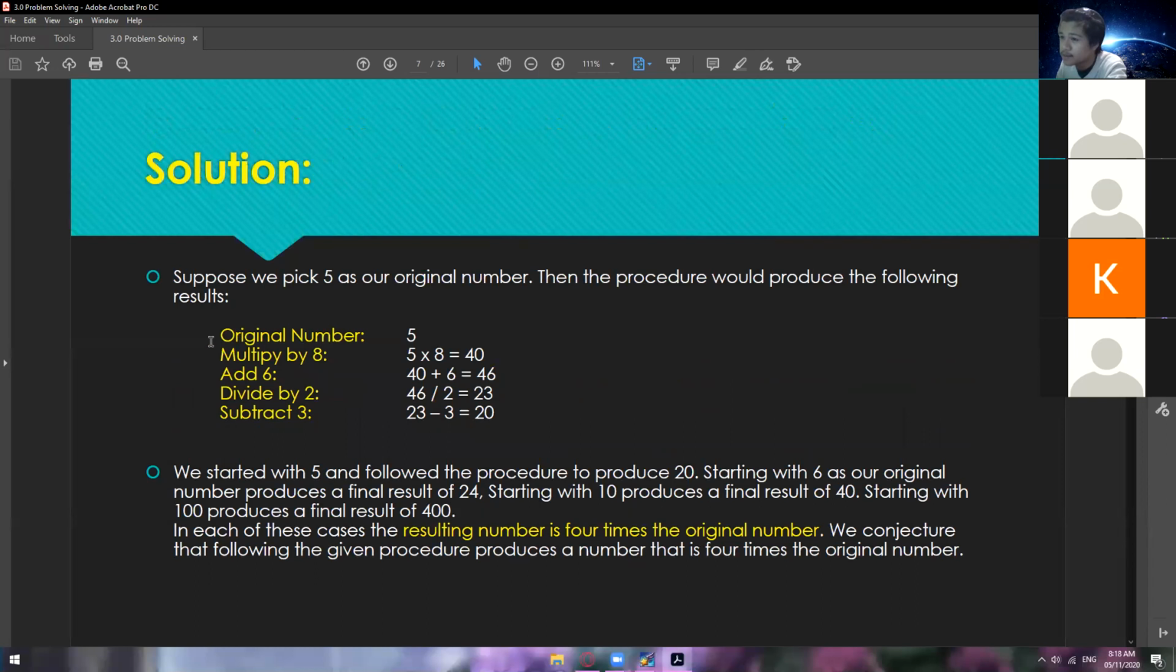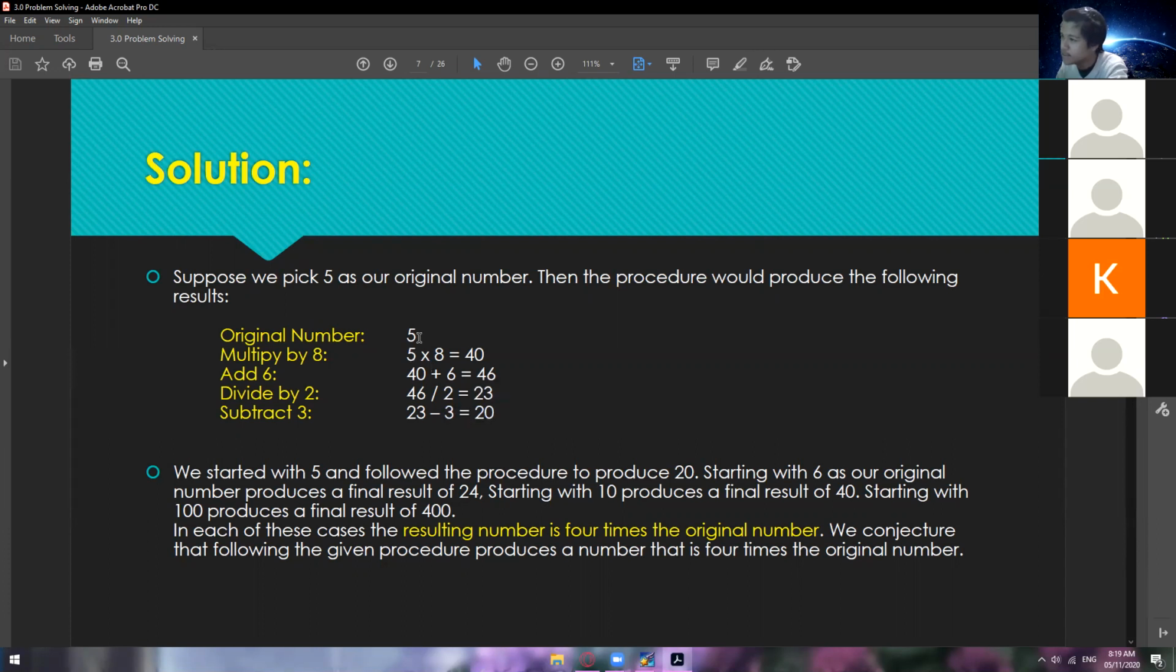So the first one is, of course, picking an original number. Just for us to have a common result, suppose we pick 5 as our original number, then the procedure would produce the following results. Just put here your original number. Then the second procedure is multiply it by 8. So 5 times 8 is 40. And then add 6. So 40 plus 6 is 46. And then divide it by 2. So 46 divided by 2 is 23. And then the last one is subtract 3. So 23 minus 3 is 20.